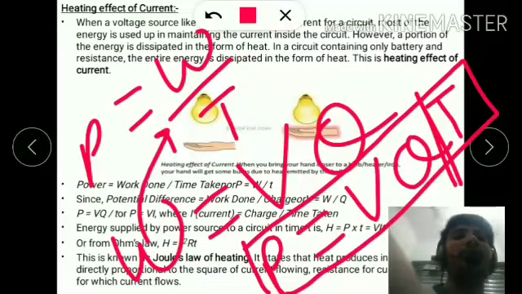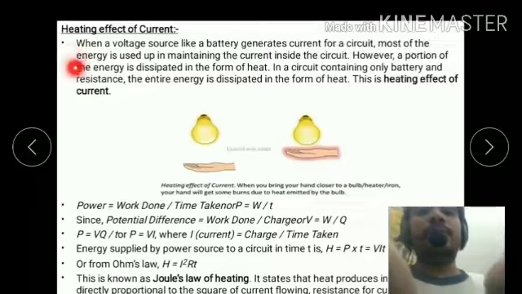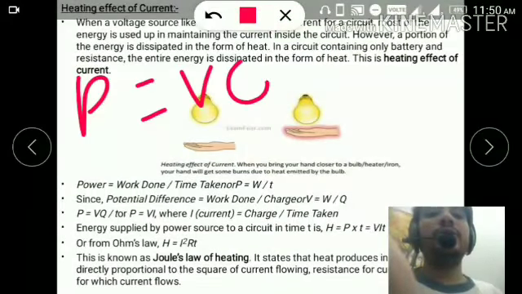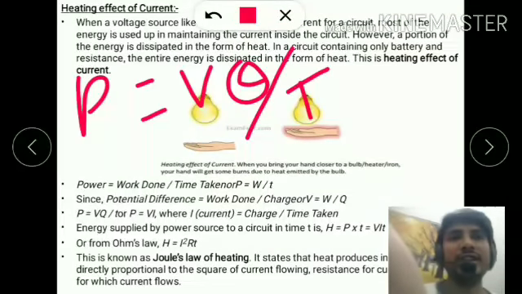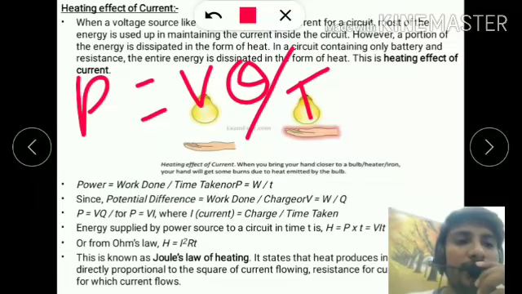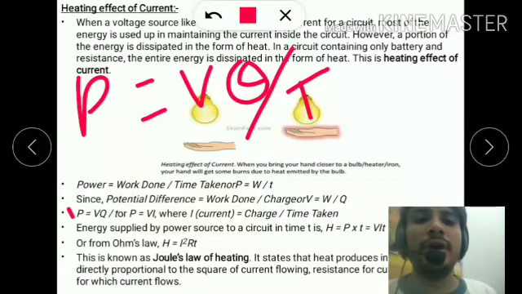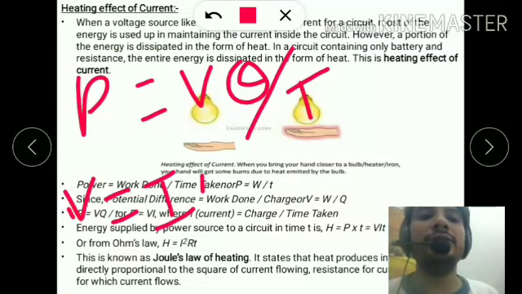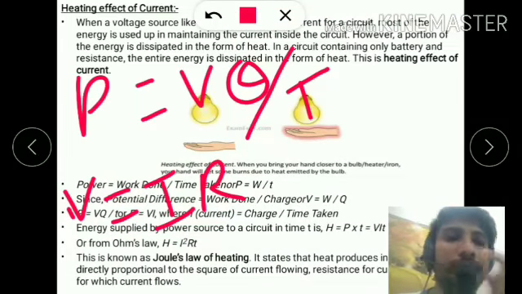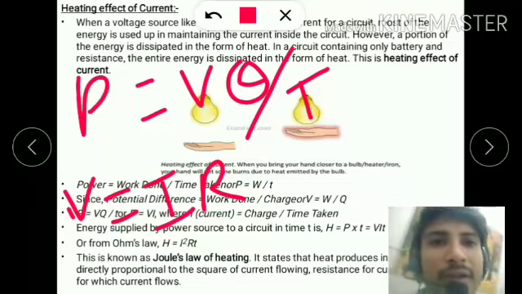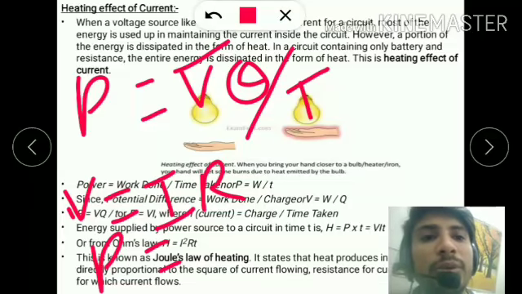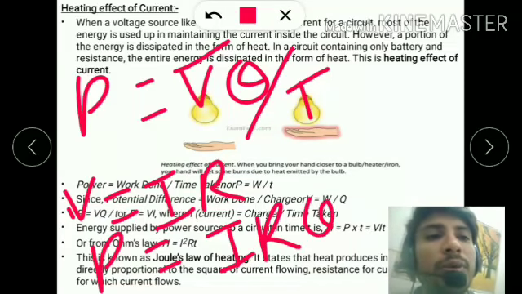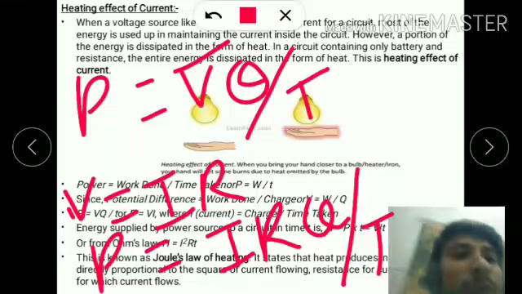Now we can derive another formula of power. P is equal to VQ upon T. Then according to Ohm's law, which I discussed in the last video, V is equal to IR. Just go through that video, then you can understand very well. Then put the value of V in place of V. Then P is equal to IRQ upon T.